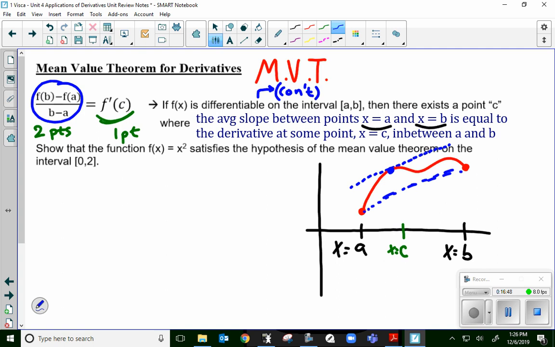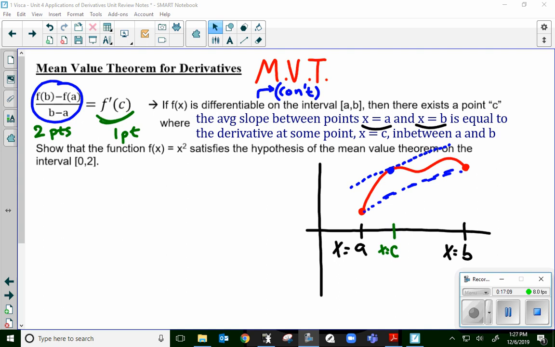Sorry, that's really bad. It's the same line. That means your point C would be right here. There has to exist some point. In order to get from A to B, if I were to draw a line from A to B, it has to, at some point, go straight, just like the slope.